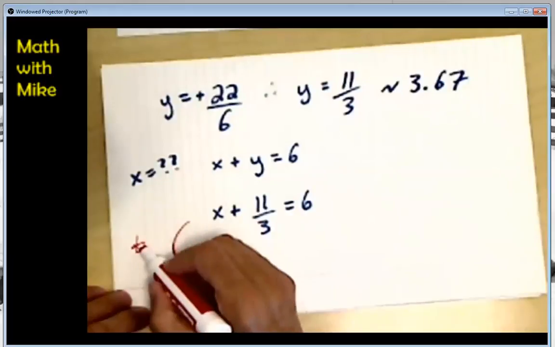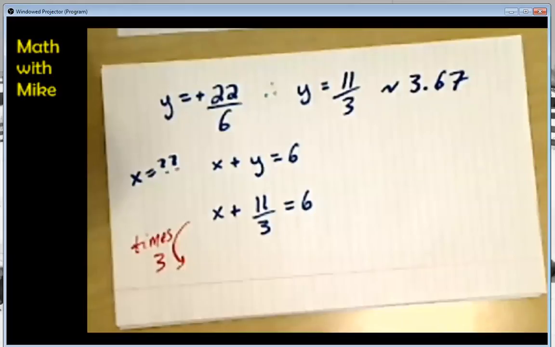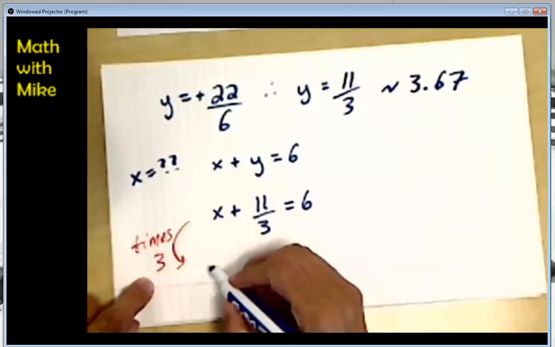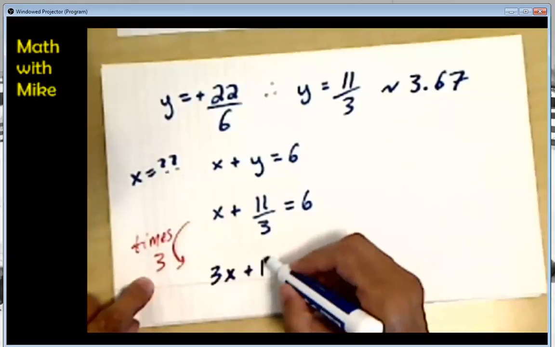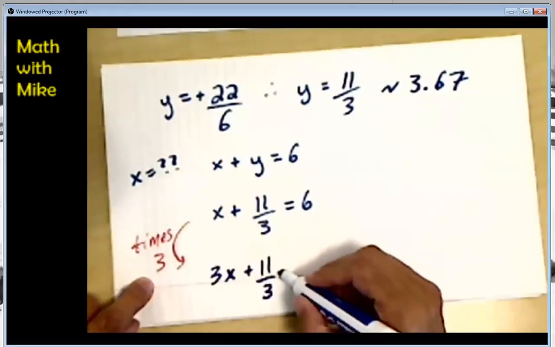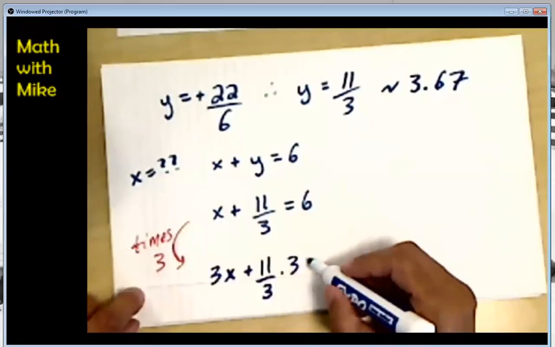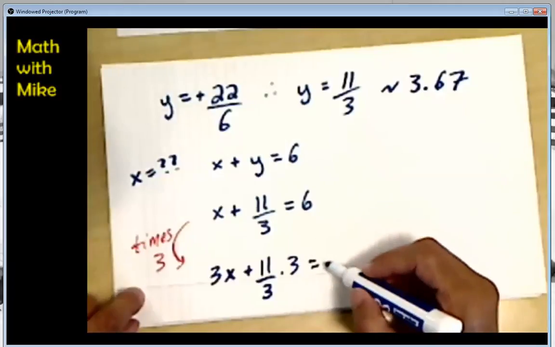So hang on there, Bart. I'm going to times everything by 3. The goal is to get rid of the fraction for this. So if I multiply x by 3, what do I get? 3x for sure. Now, for this plus, this is what we just did, 11 over 3 times 3. That's what we're doing, right? Yeah. 6 times 3 is 18.